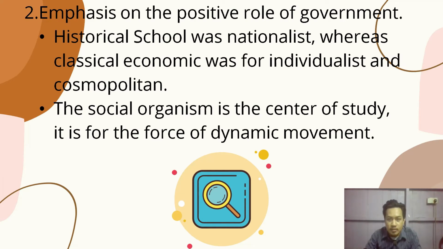The second tenet of the historical school is emphasis on the positive role of government. The historical school was nationalist, whereas classical economics was individualist and cosmopolitan. If the social organism is the center of study, it is the force of dynamic movement, so the society and the state can occupy center stage rather than the individual.